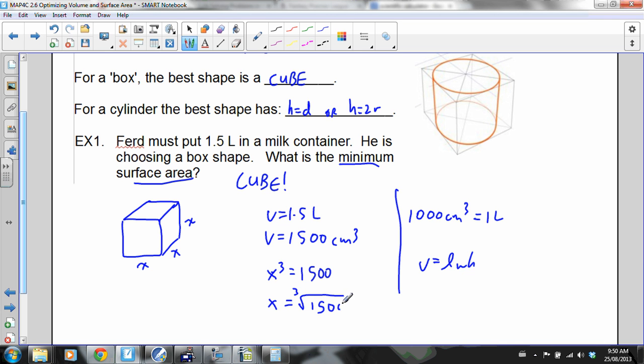Again, put that into your calculator. Hopefully you've got that figured out. And you get about 11.45 centimeters. So this side length is 11.45 centimeters, which if you think about that, that's not very big to hold 1.5 liters of milk, but it works. That's why the cube's so efficient.